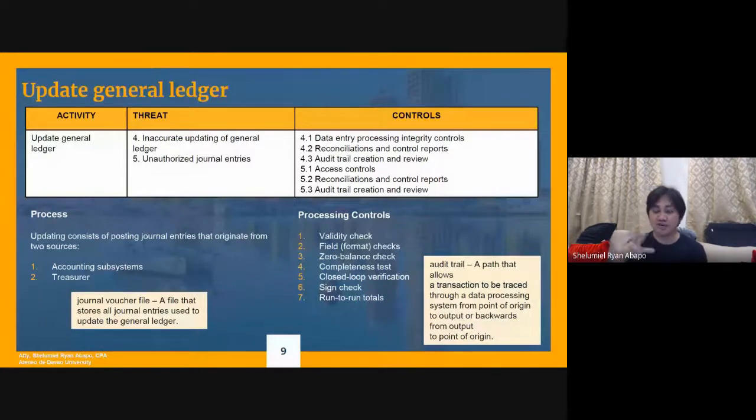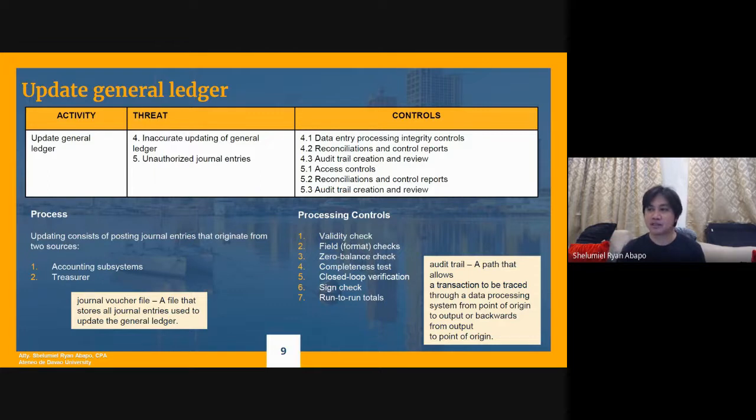So those are the different input controls that you have to address in order to ensure that what you're entering is correct. And of course, the journal entry that you're preparing can be saved inside the database. Okay, so those are the data entry processing integrity controls.